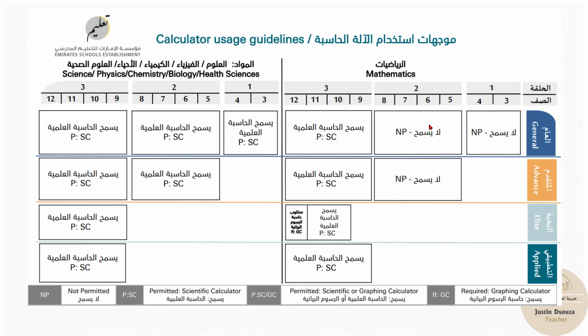That is for advanced. You can see over here, advanced. And elite it's not allowed for grade 9, but the general, advanced and applied are allowed, whereas if it's grade 9 elite, then they cannot use a scientific calculator. And over here, this is for the other subjects. You can refer to it.